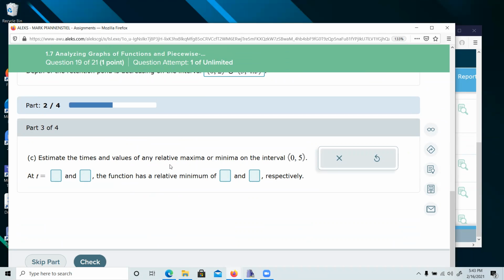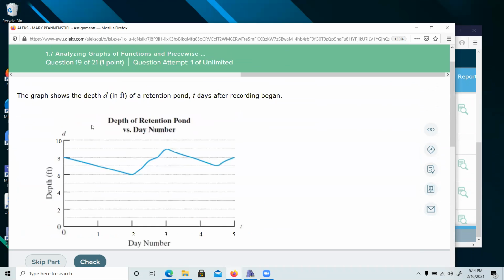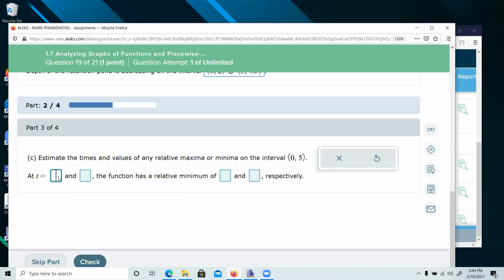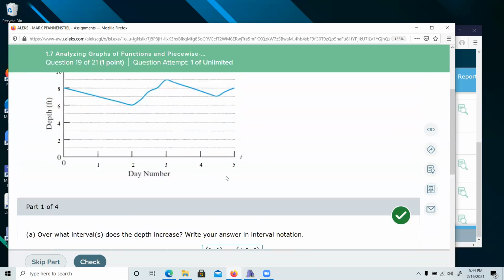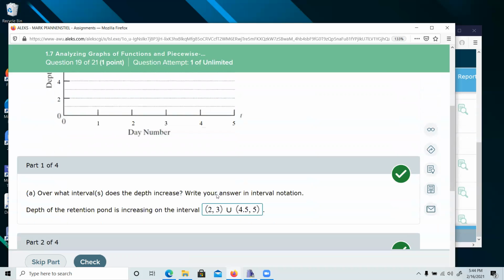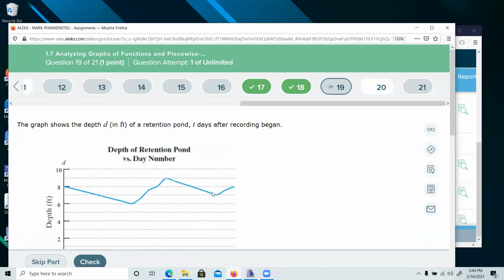Estimate the times and values of any relative minimum or maximum on the interval. Okay, so at t blah and blah, the function has a relative minimum. So let's find some relative minimums. So we're going to have here, and it looks like here. Our relative minimum is at T equals 2, 6. And then we have a relative minimum here. And it looks like T is 7. I forgot to get the y value.